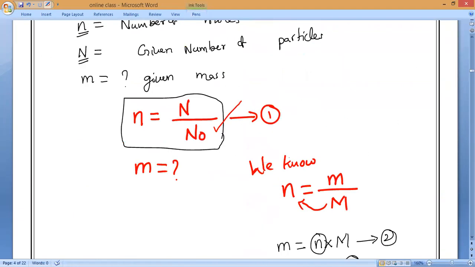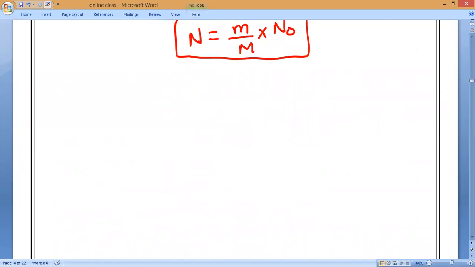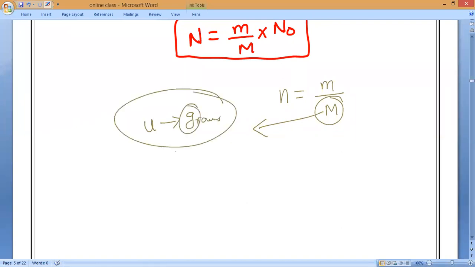Totally four formulas. Four formulas should be there in our mind, all of you. So given mass: n is equal to given mass by molar mass. How to find the molar mass? Let me know who will say. Molar mass means what? Taking the atomic mass in grams is called molar mass.